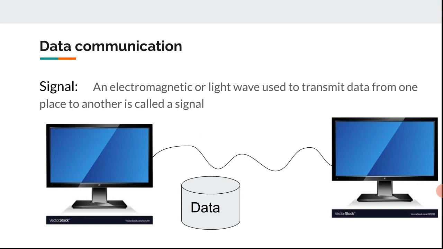So this is the two-computer system we have, and we have the data sent over the medium, and the medium here is a wire or any other thing. Signals are used to transmit data from one place to another using wire technology.